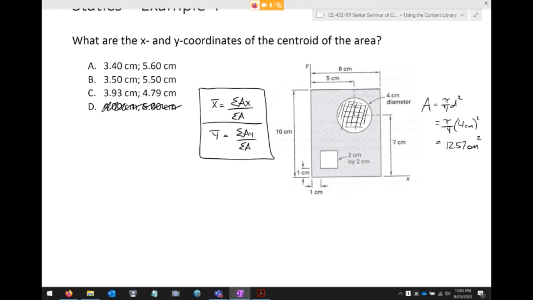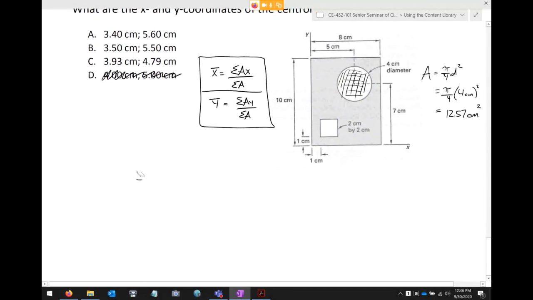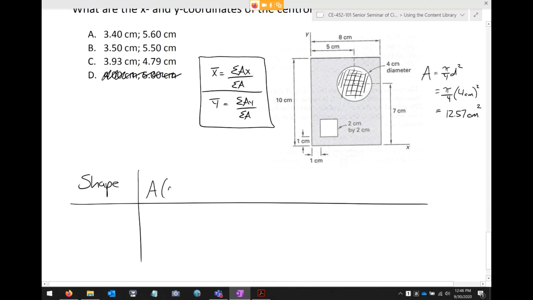Okay, so let's go ahead and do that. And remember, the easiest way to do a centroid problem is to set this up as a table. So we have the shape, we have A. Here, let me drag this down a bit. I'll redo this. The shape, the area, and then we can do either X bar or Y bar. It doesn't matter. I'm just going to flip a coin and do X bar, and then AX, cubic centimeters.